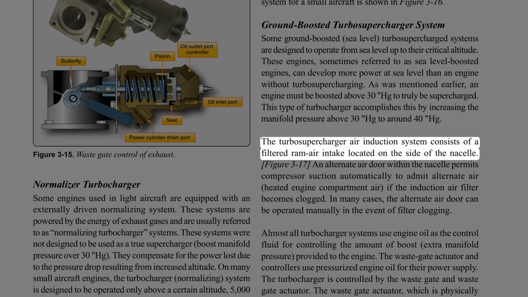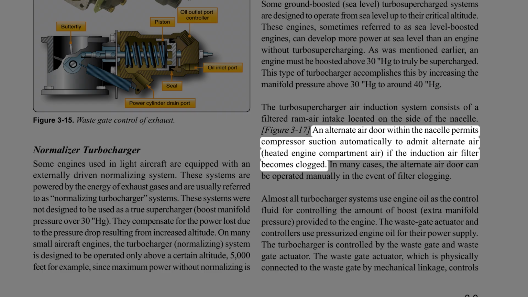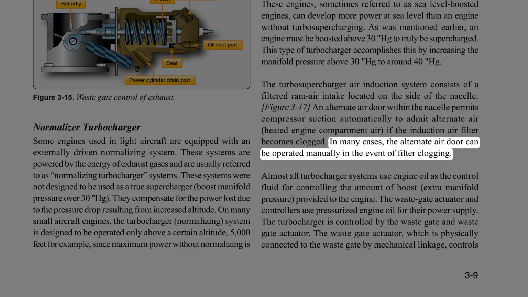The turbosupercharger air induction system consists of a filtered ram air intake located on the side of the nacelle. An alternate air door within the nacelle permits compressor suction automatically to admit alternate air, heated engine compartment air, if the induction air filter becomes clogged. In many cases, the alternate air door can be operated manually in the event of filter clogging.